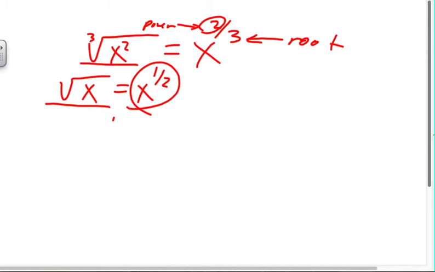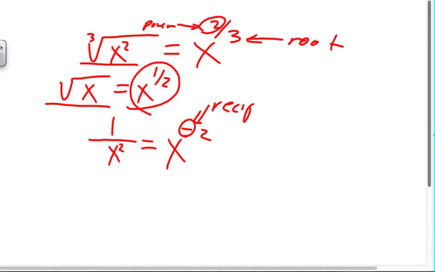Another thing we need to talk about is if I had 1 over x squared, that can be written as x to the -2, where the negative indicates the reciprocal. And this should look familiar to you guys. Okay, so let's come in and take a look at the power rule.